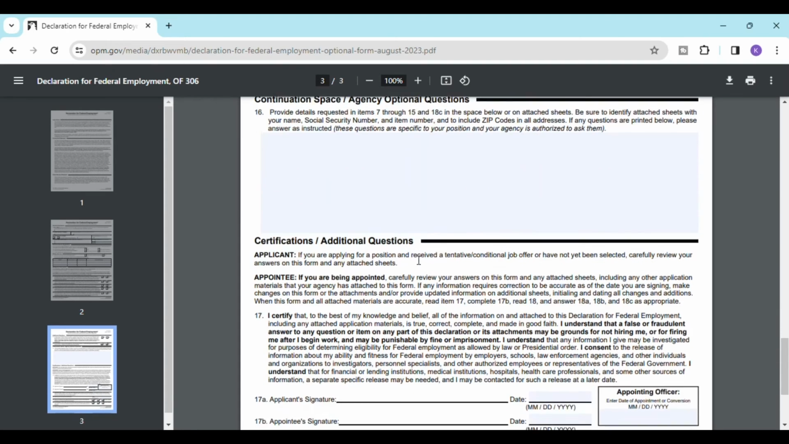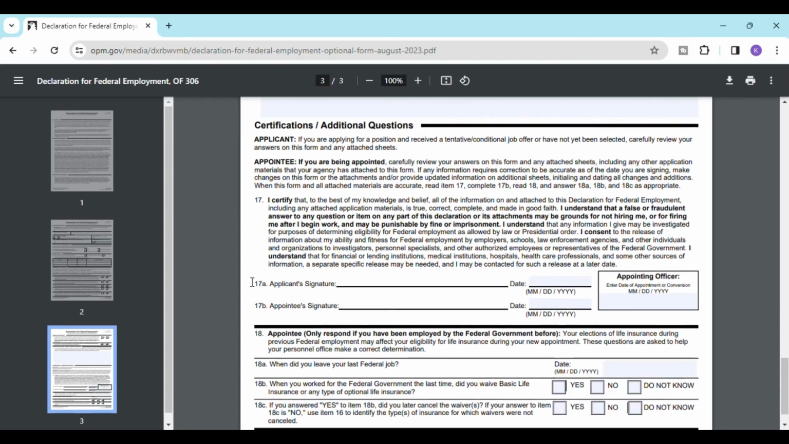And then at the bottom, this gets a little confusing because there's an applicant signature and there's an appointee signature. So at this time, you're an applicant. And then what will happen is when you're in orientation, they will give you the form back to sign a second time. At that time, you'll be the appointee. So you're continuing to affirm that everything that you said on this form is still correct between the time that you're an applicant and the time you're an appointee.